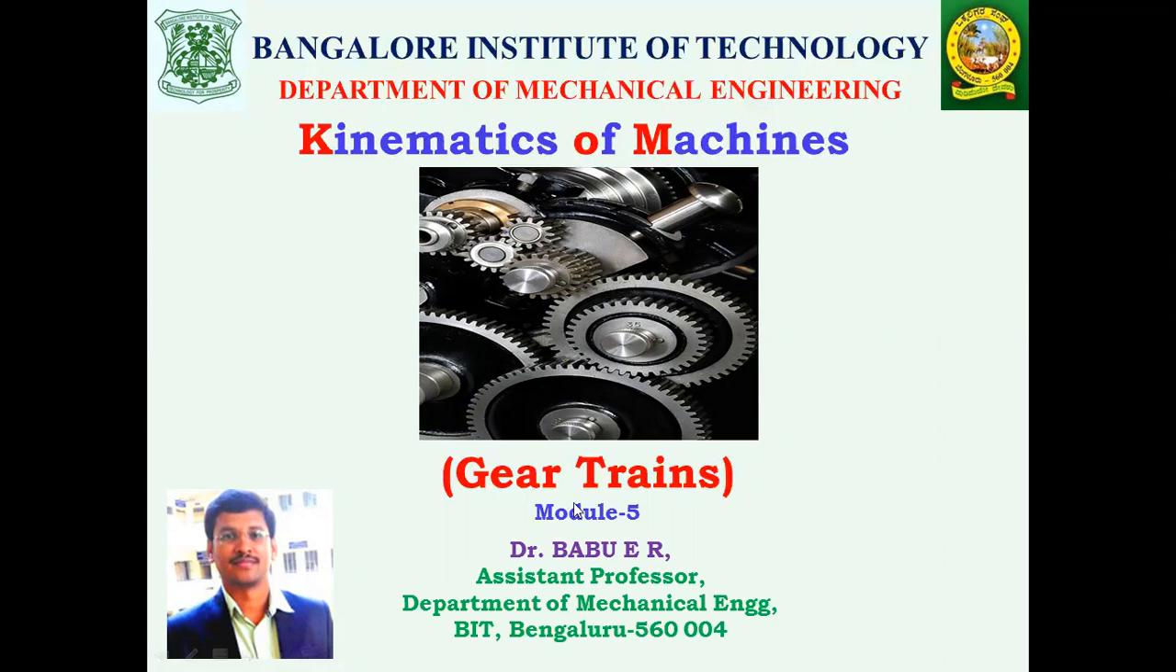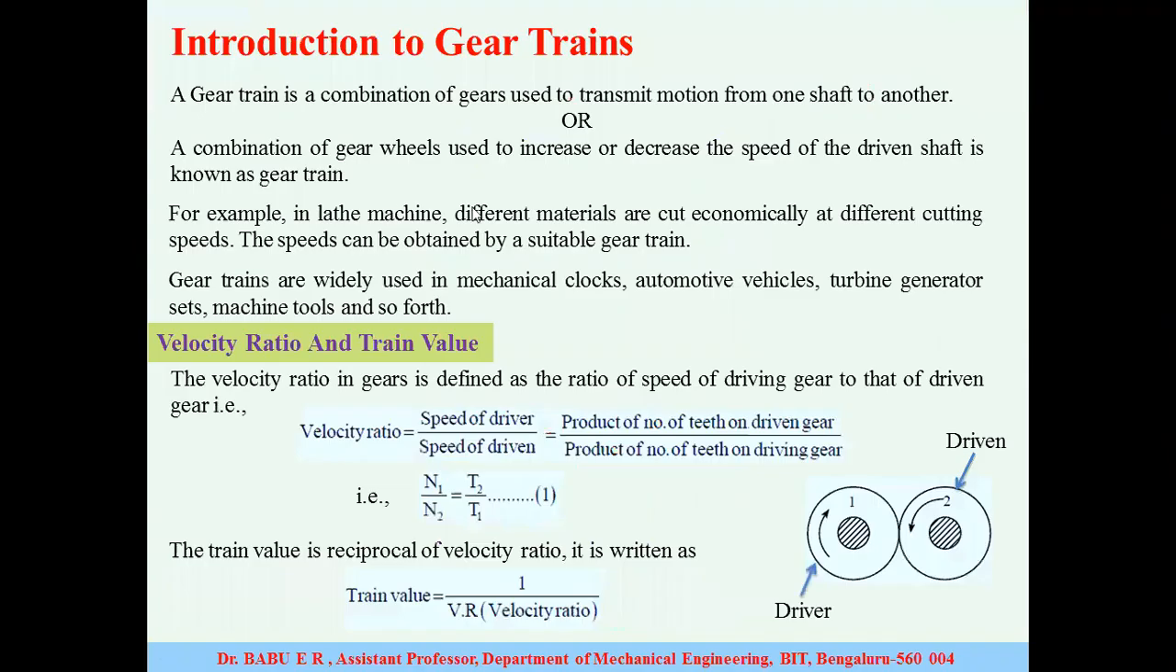So it is related to module 5. Introduction to gear trains. A gear train is a combination of gears which is used to transmit motion from one shaft to another shaft. Or we can also define it as a combination of gear wheels which is generally used to increase or decrease the speed of the driven shaft. That is known as a gear train.